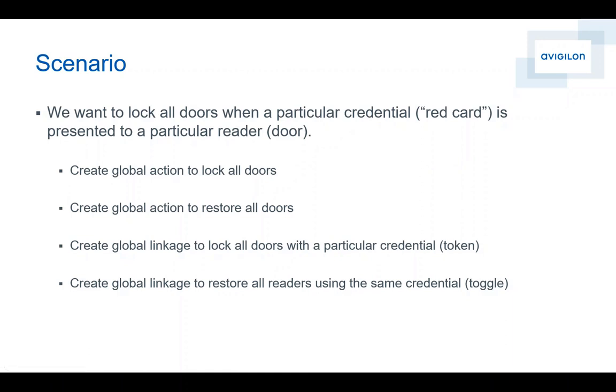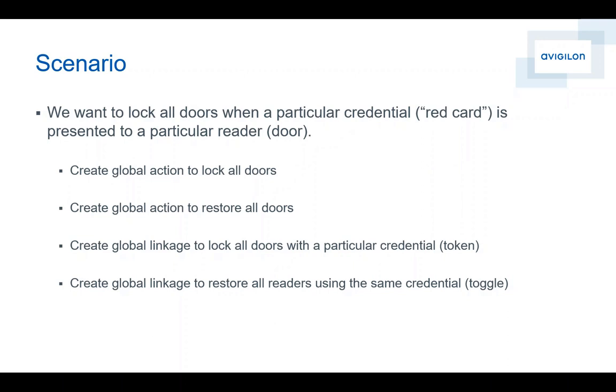We're going to create, first of all, the actions to lock all doors, and then to restore all doors. Notice that when you're creating a global action, it is advisable that you always create that in pairs. There is one action to execute something, and then there is the reverse of that action. Think of it as one action is on, the other action is off, or one action is enabled and the other action is disabled. It's a good practice to do that in pairs. So create the action to execute something, and then the opposite of that to bring the system to normal, or in this case, to restore all doors.